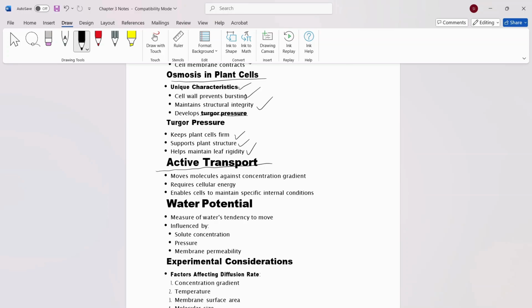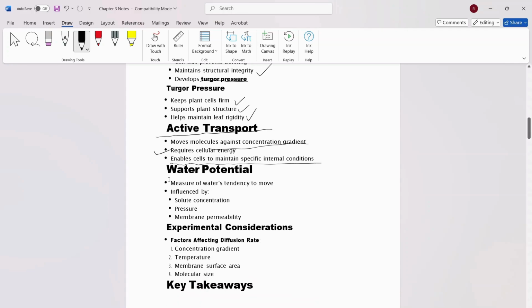We have another important concept here, which is active transport. It moves molecules against the concentration gradient. It requires cellular energy. It enables cells to maintain specific internal conditions. Next, what is water potential? It is a measure of water's tendency to move. And then it is influenced by number 1, solute concentration, number 2, pressure, and then number 3 is membrane permeability.